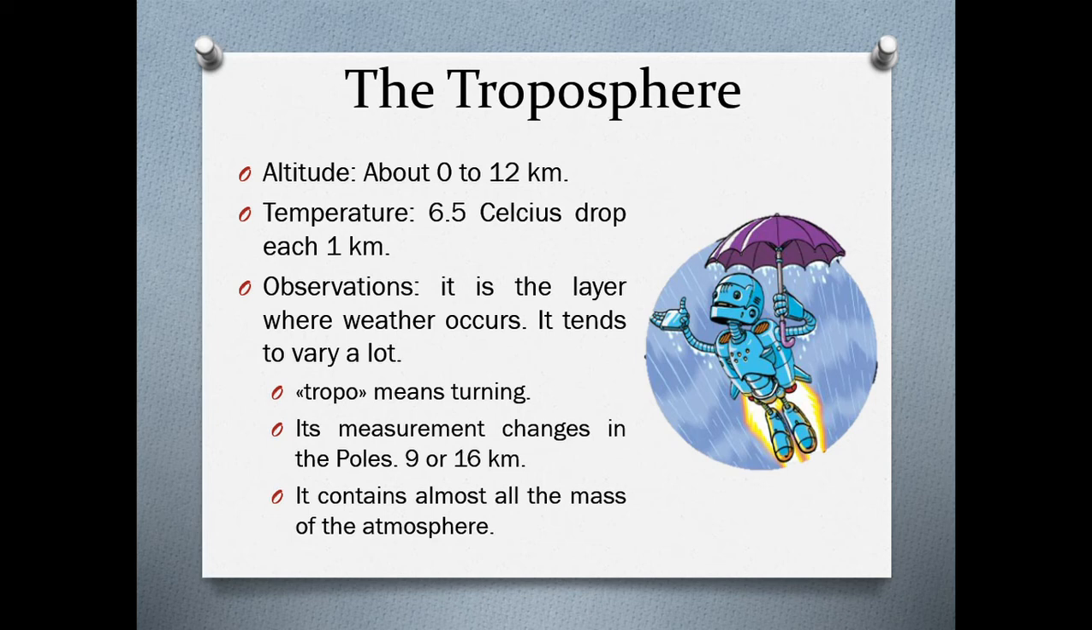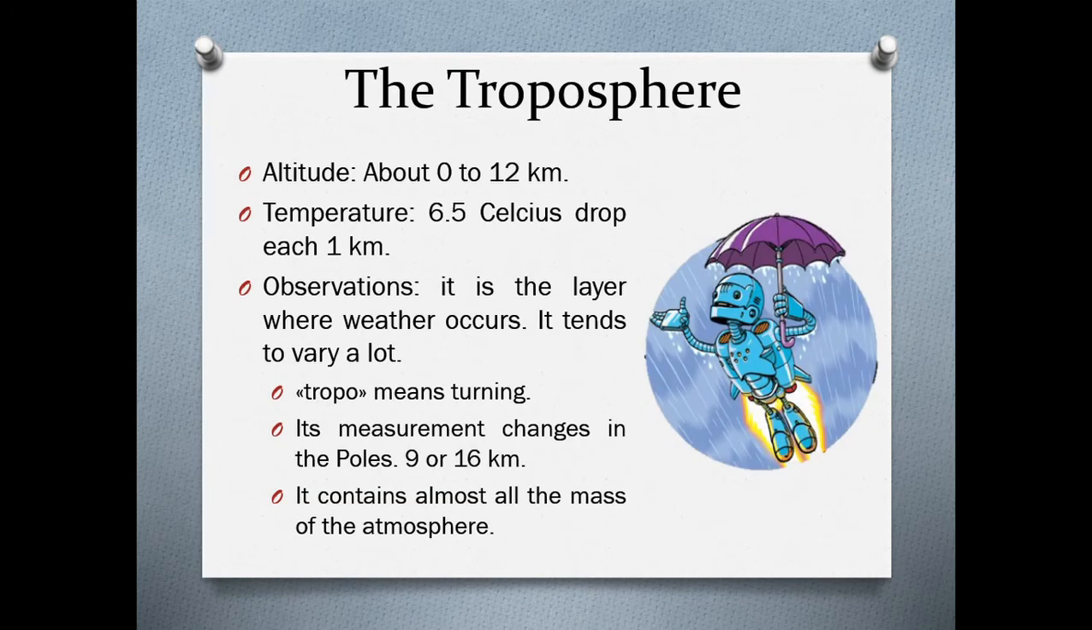So remember that we mentioned that it has an average altitude in between 0 to 12 kilometers. But if you go to the North Pole or to the South Pole on Earth, then it will have a different measurement, as it is specified in here. And lastly, it contains almost all the mass of the atmosphere.